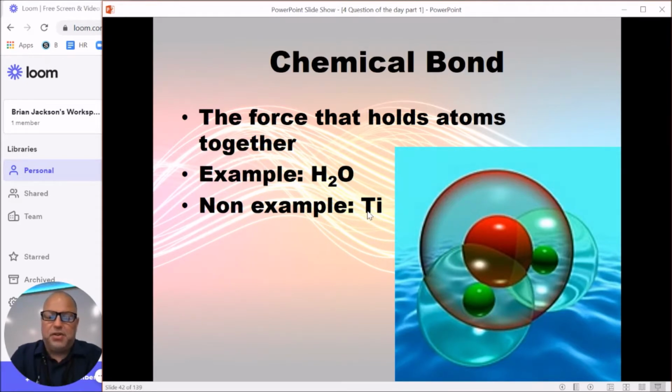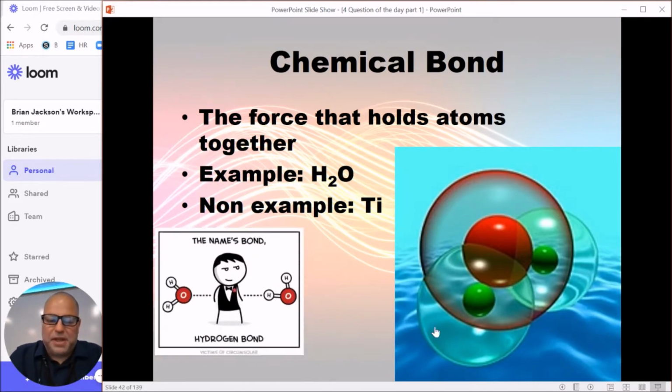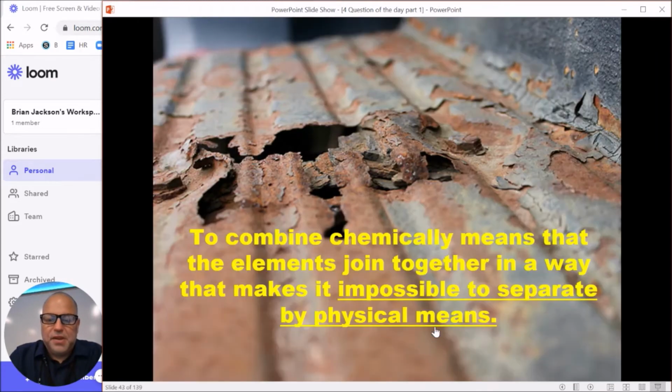But chemical bonds are the force that holds those atoms together. In our case right here, we have the one big oxygen in the picture and 2 little hydrogens, and they're being held together by that chemical bond. Not to be confused with James Bond, obviously.